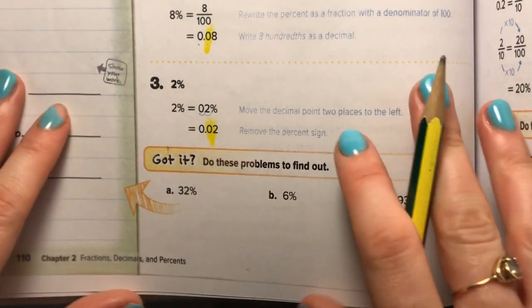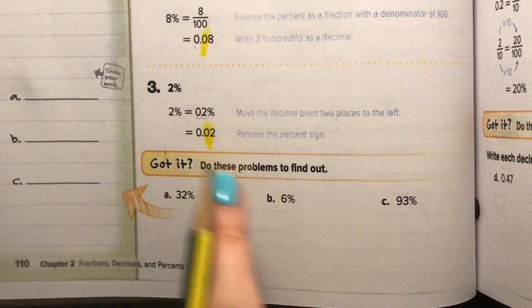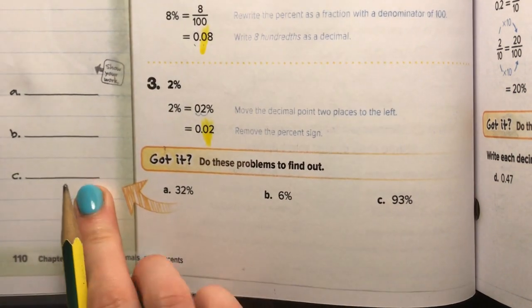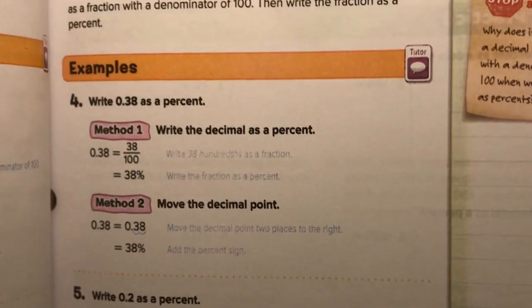32%, write as a decimal. 6%, write as a decimal. And C, 93%, write as a decimal. Okay, so pause the video and do those.